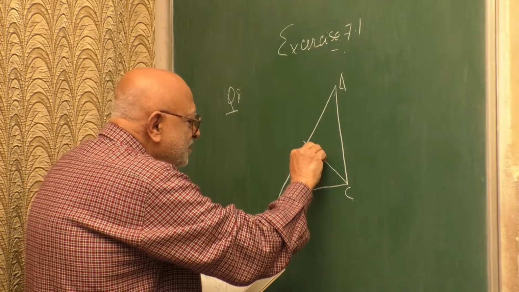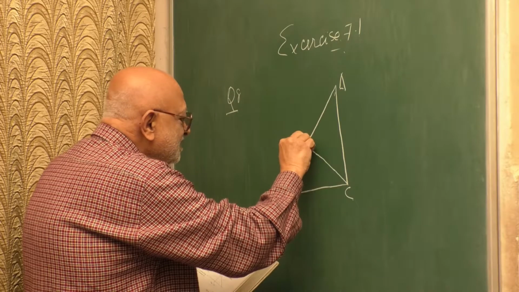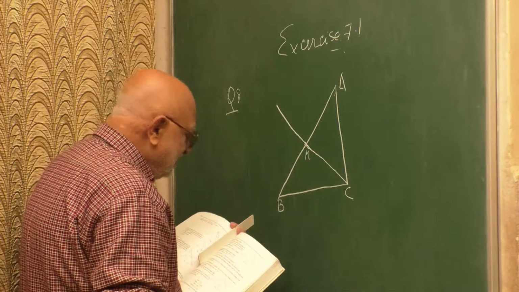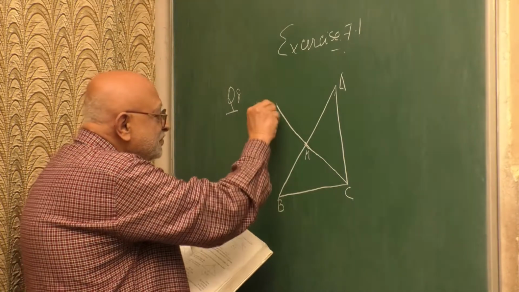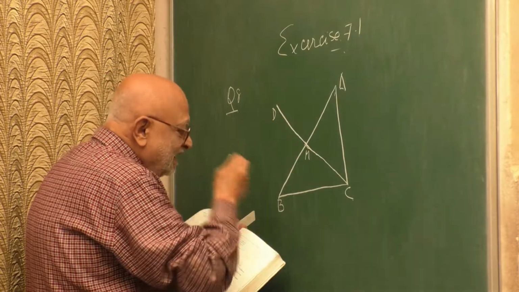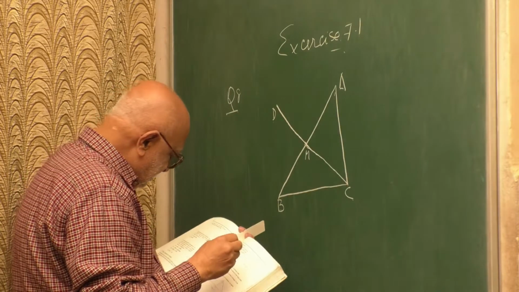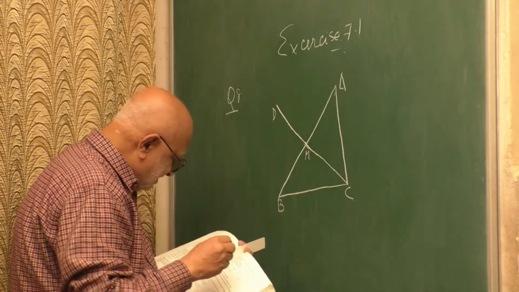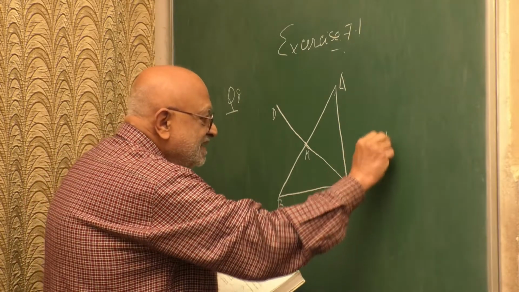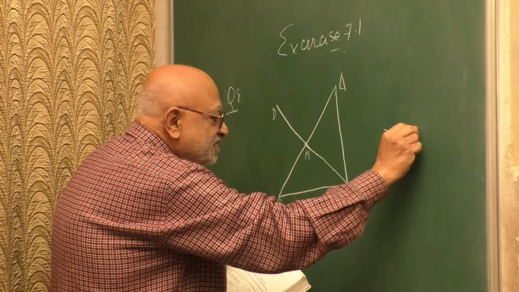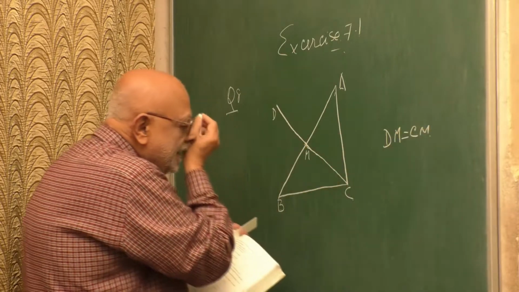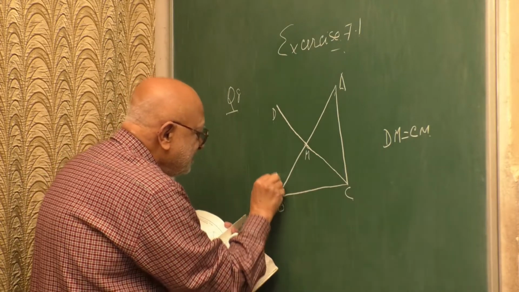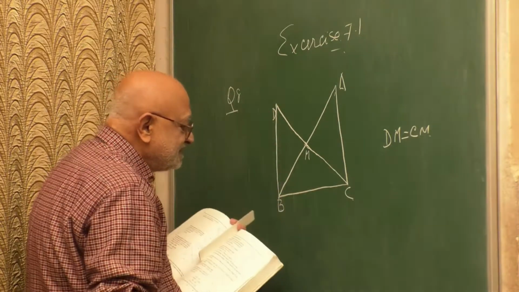and you produce it. I mean, extend it. You extend it up to D, so that CM is equal to CD. So that C is joined to M and produced to D such that DM is equal to CM. DM is equal to CM. Now I have to join BD. I will join BD like this, straight away like this.